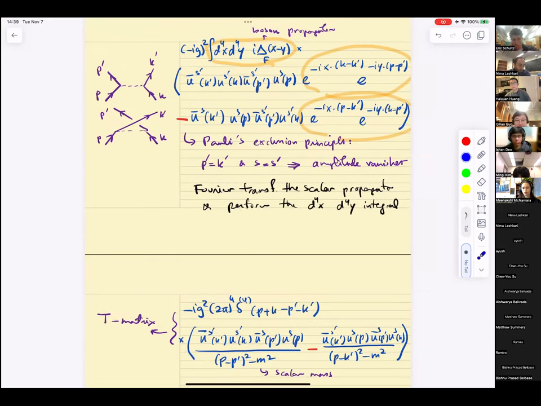How do I know these expressions? Well, conservation laws. P comes, P prime goes. So what propagates here is P prime minus P. What comes here is P. What goes out is K prime. So this propagator is P minus K prime. So here is the second propagator. Here's the first propagator, P minus P prime squared.